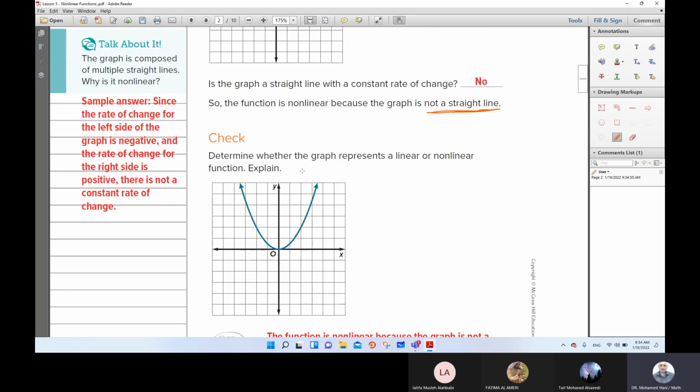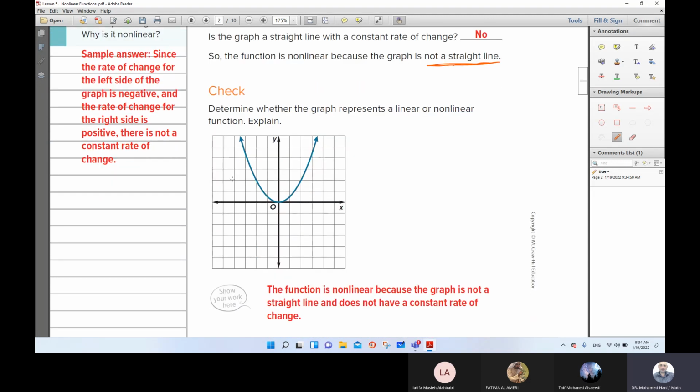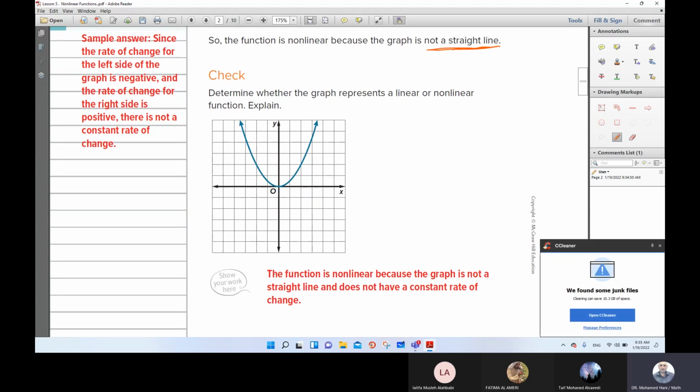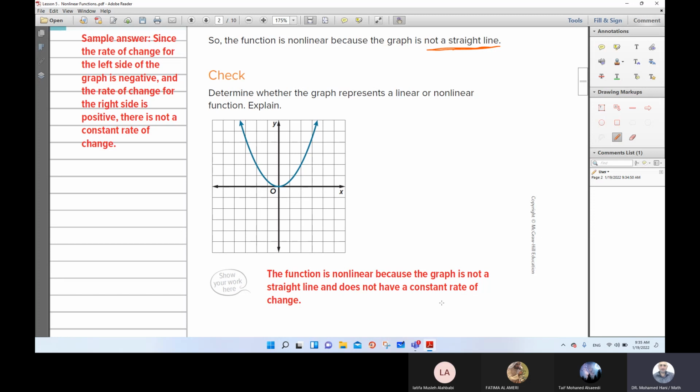Determine whether the graph represents a linear or non-linear function. As you see, we have a curve here, so it means non-linear. The function is non-linear because the graph is not a straight line and doesn't have a constant rate of change.